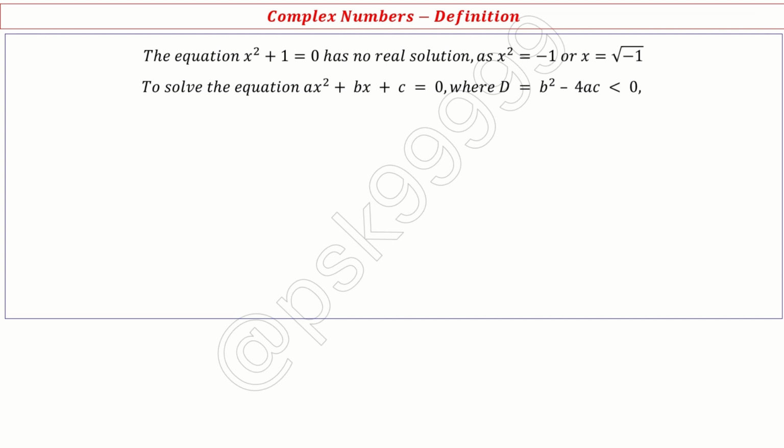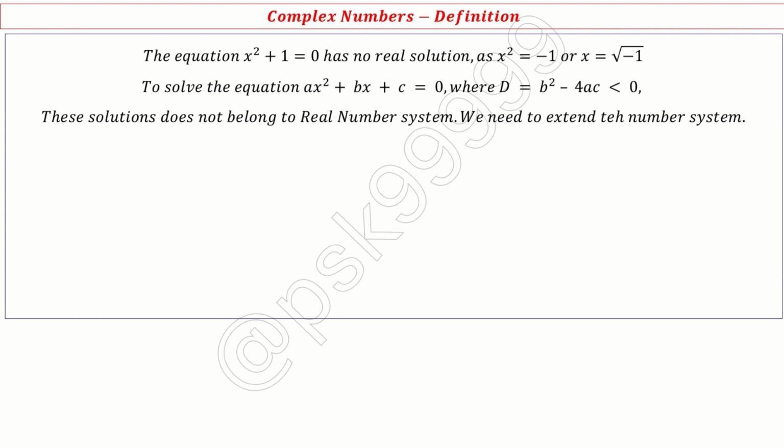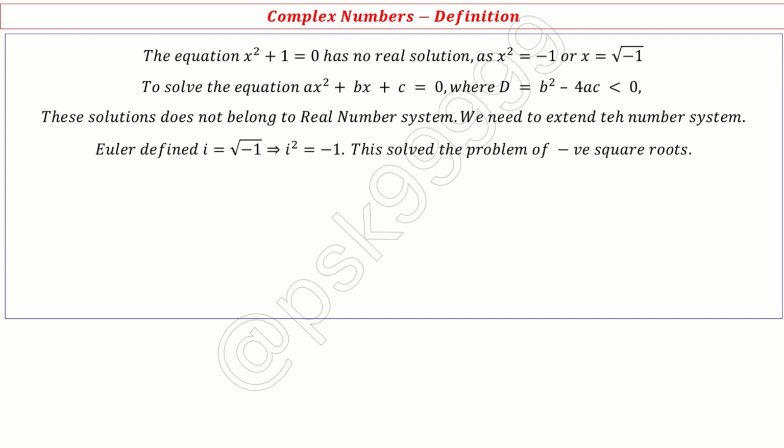To solve these problems, Euler defined a new number system called complex numbers, because the solutions of these do not belong to the real number system. So we have to extend the number system to include an imaginary or complex part. Euler defined i equal to square root of minus 1, or i squared equal to minus 1, to handle the negative square root problems. Once you know that i squared is minus 1, you can actually solve several problems.